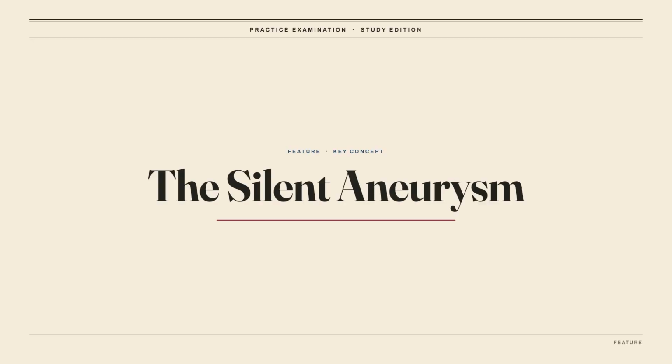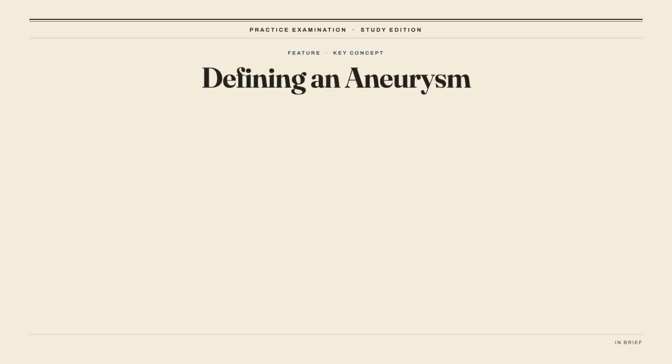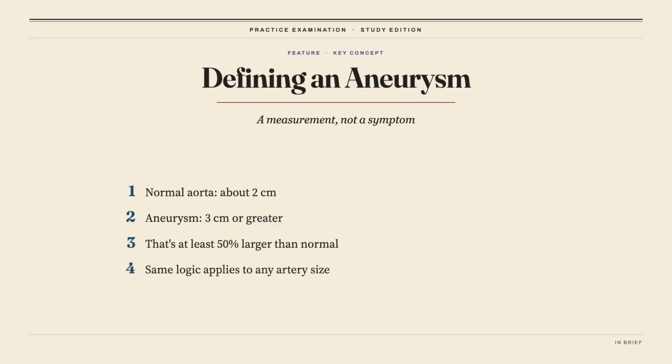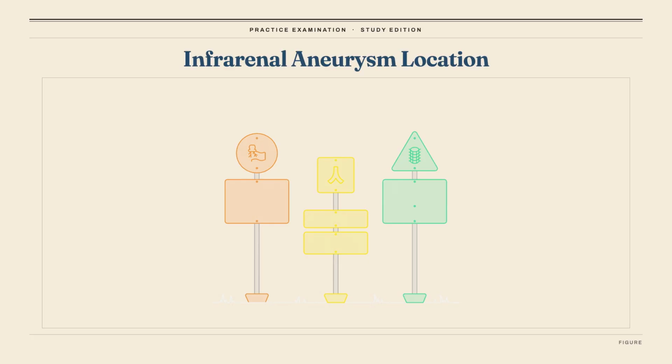Most abdominal aortic aneurysms are found by accident on a scan ordered for something else entirely. That's because this disease has a defining feature. It causes no symptoms at all until it is large or until it ruptures. The definition itself is purely a measurement. A normal abdominal aorta runs about 2 centimeters across, and a permanent dilation to 3 centimeters or more, at least 50% larger than expected, meets the definition of an aneurysm. Location is just as consistent as the definition.